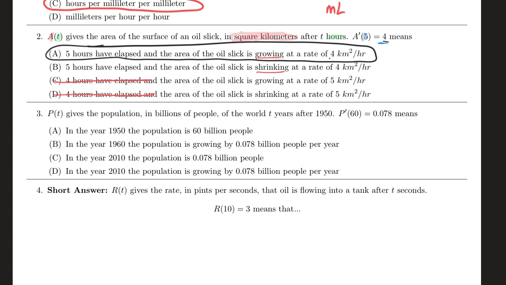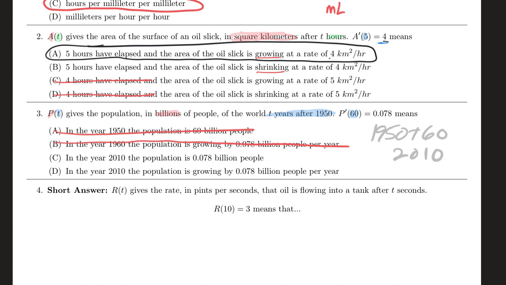Number 3 is really similar. P of t gives the population in billions of people t years after 1950. So again, think about our inputs and outputs. Our input is the time in years, and our output is the population in billions. So for P prime, again, the input's going to be the same. So our input is 60, but our thing is years after 1950. So I had to take 1950, and it's 60 years after, which means it's 2010. So the first thing is this P prime of 60 represents 2010. So immediately I can cross out A and B.